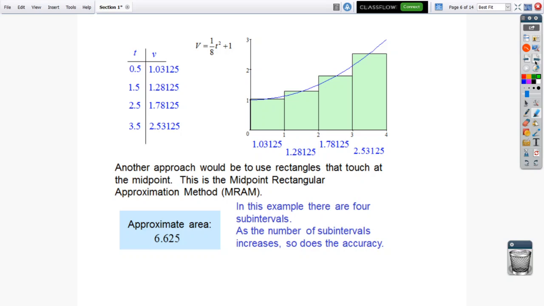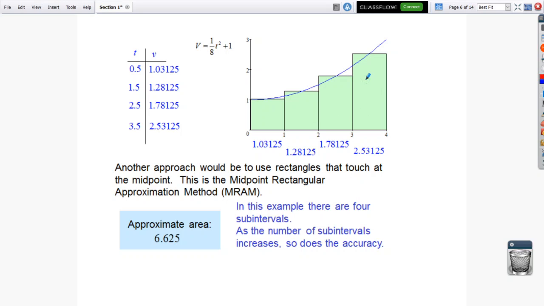The MRAM, the midpoint rectangular approximation, requires me to go to the midpoint of each subinterval. So my first subinterval was from 0 to 1. Midpoint between 0 and 1 is 0.5. I calculate the height at 0.5, which is right here, and by plugging it into the original function, I can find out that my height is 1.03125, multiply that by 1 to find the area of that first rectangle. Do the same thing for the second rectangle, third rectangle, and fourth rectangle.